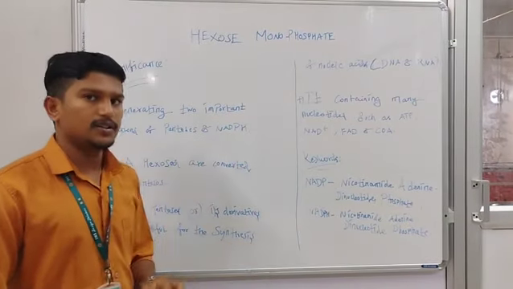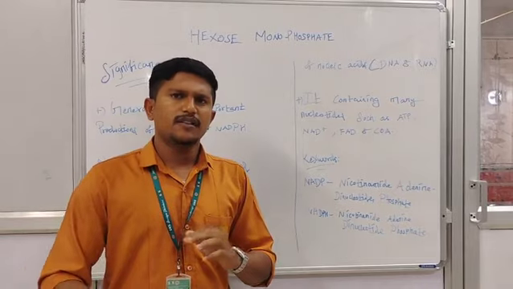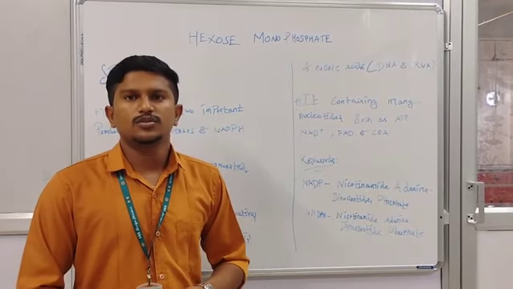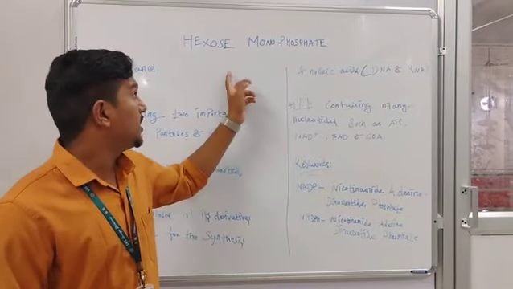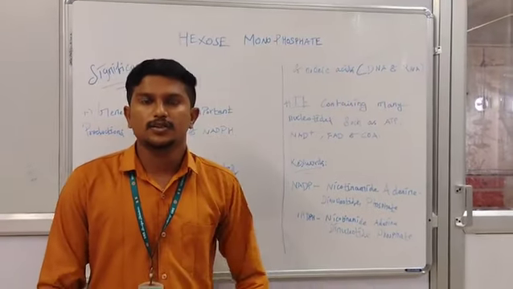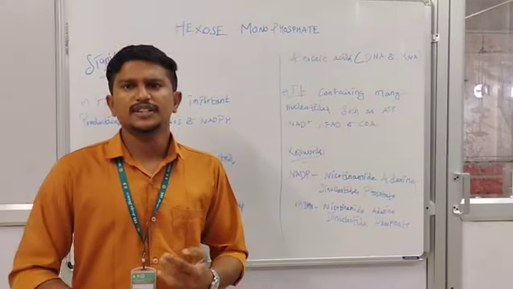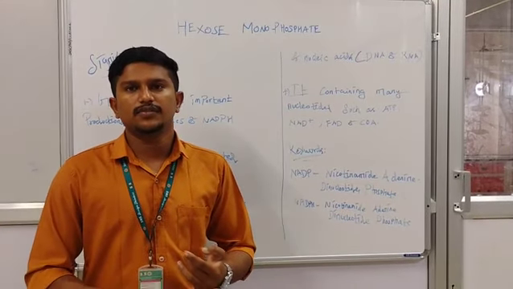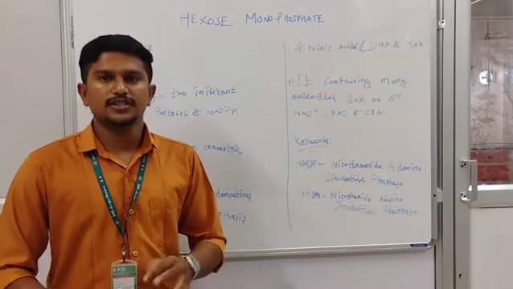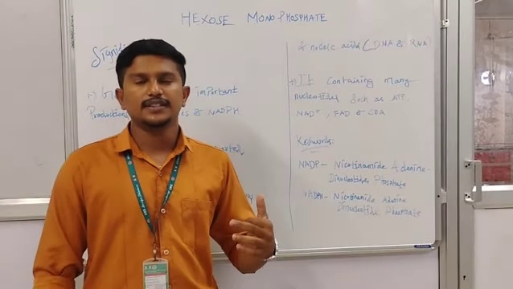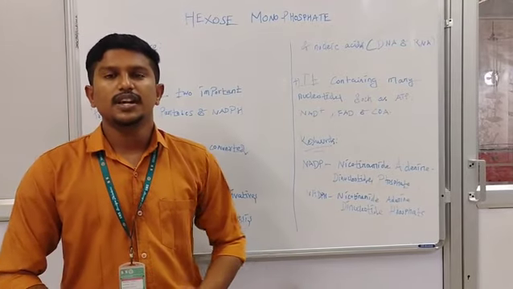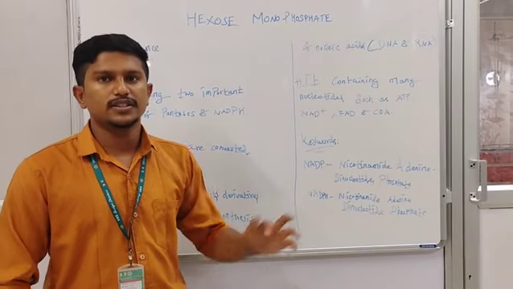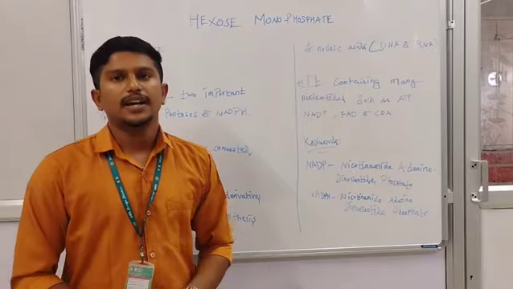Next, which tissues are present where Hexose Monophosphate is active? They are the liver and the adipose tissues. These two tissues are mainly where Hexose Monophosphate is active.